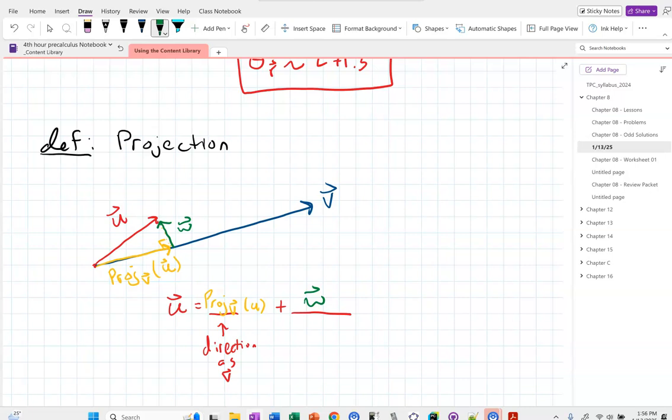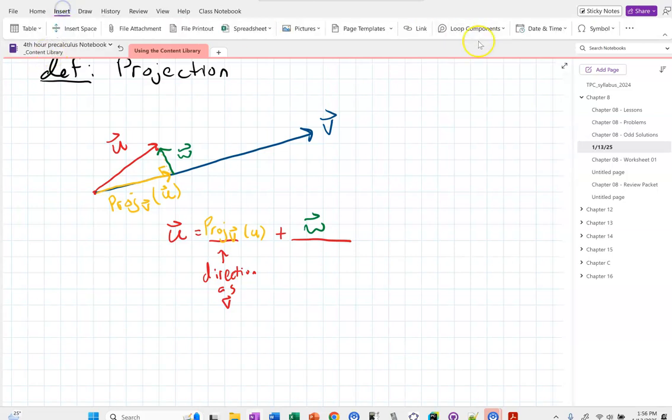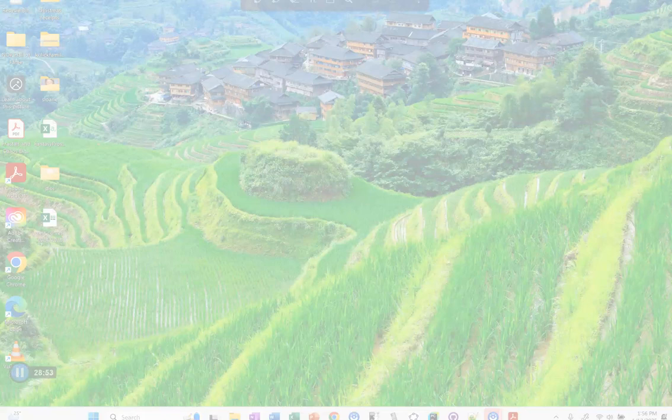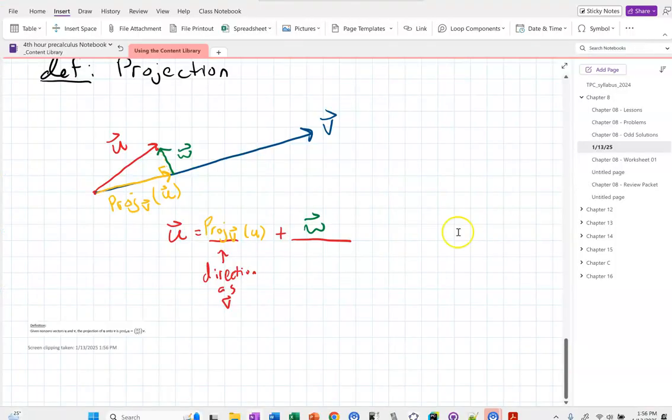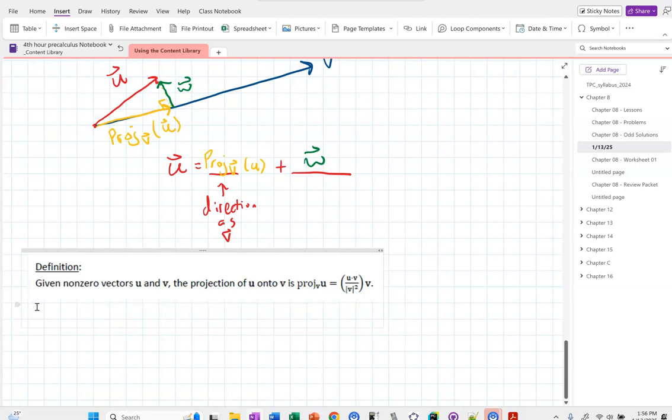So the question then becomes, how do I compute that projection? Given a vector u and v, how do I find that projection? Well, this is the formula we're going to use. For non-zero vectors u and v, the projection of u onto v is equal to the dot product of u and v divided by the magnitude of v squared times the vector v.